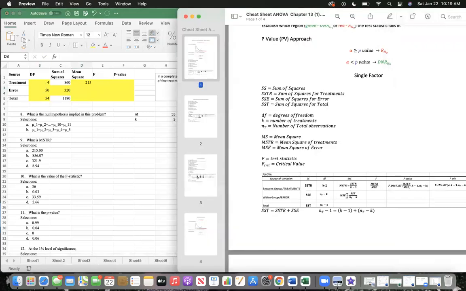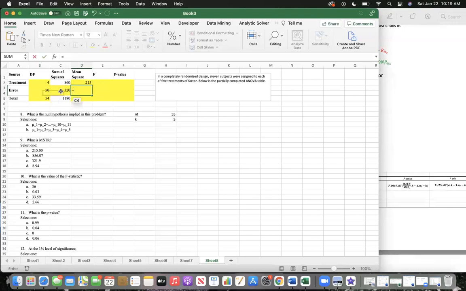To get our mean squared error, it says sum of squares error divided by our degrees of freedom, and t minus k, that's our degrees of freedom. So I'm gonna take this value. It seems like this is two cells, so I'm just gonna do 320 divided by 50. Okay, so 6.4. I just use cell referencing. Okay, there we go. So this is just 320 divided by 50.